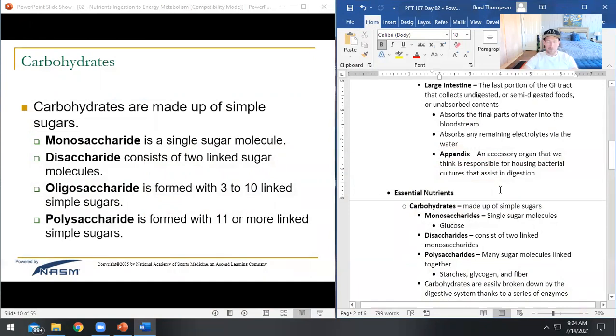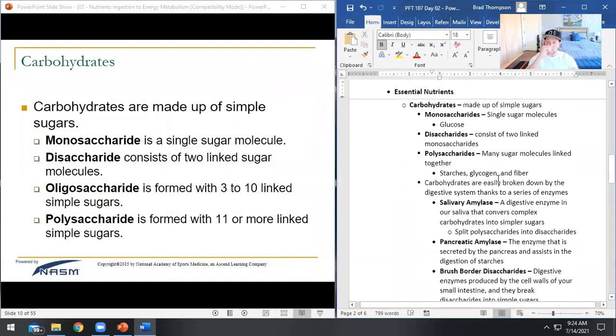All right, so now let's go ahead and look at our nutrients again, right? So carbohydrates, and by the way, we're going to spend way more time on this tomorrow. Carbohydrates are simple sugars, right? Monosaccharides. Glucose is the most common one. Obviously, we'll talk about fructose as well. That's another one, and galactose. All those are single sugar molecules, right?